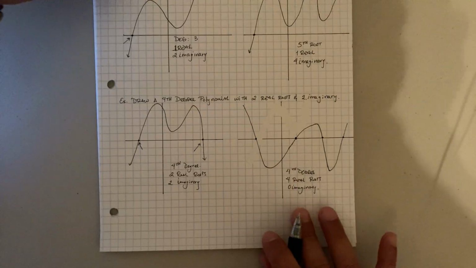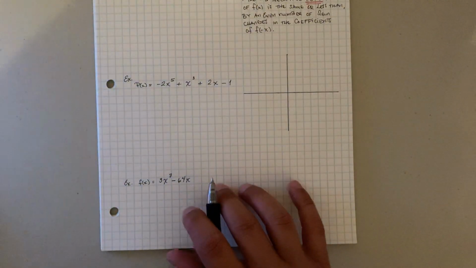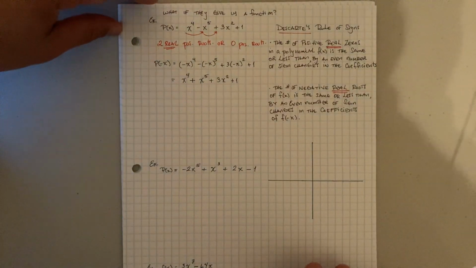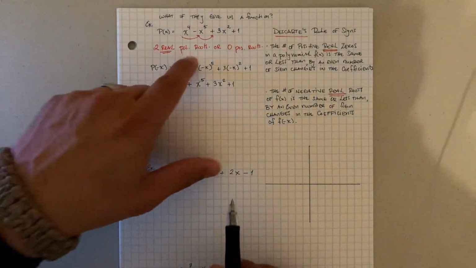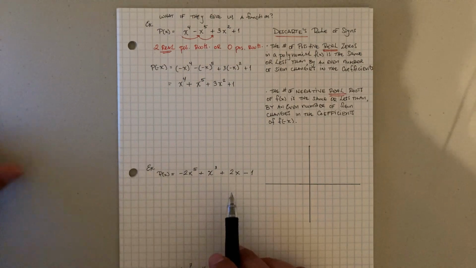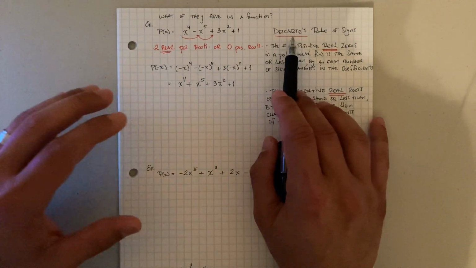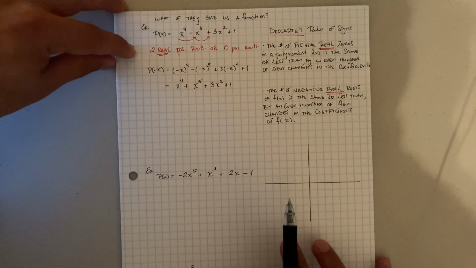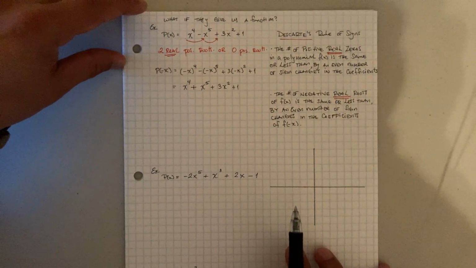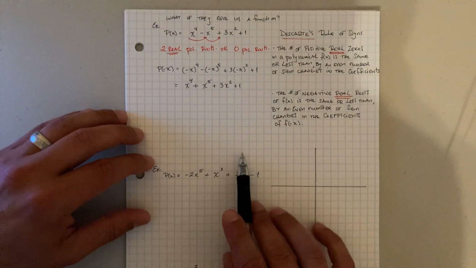But what about if they don't give you a graph? Let's say they give you just a function like this. How do you do that? Let's say they just give me the polynomial, they don't give me the graph. Well, we have something called Descartes' rule of signs from René Descartes. He was a very well-known mathematician. If you've ever heard of the Cartesian plane, that comes from him.